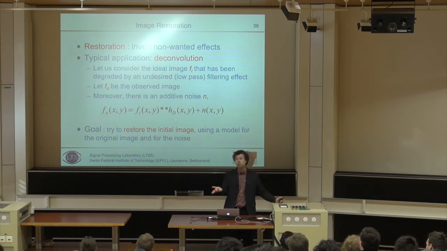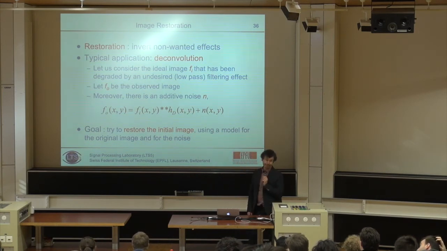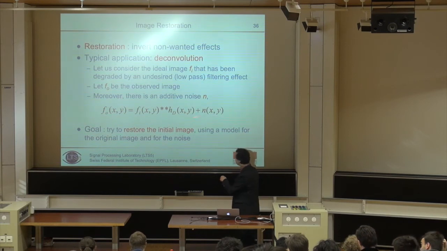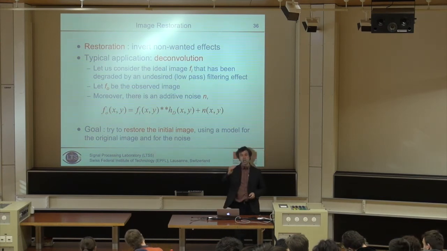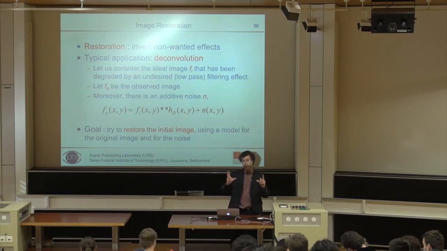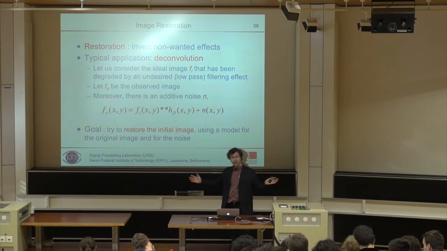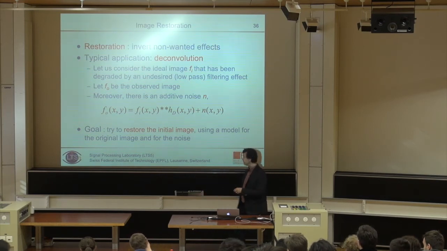Deconvolve, undo the convolution, knowing that there is noise. So keep in mind this model because that's the basic model. Assumptions there, quite a lot. We assume that the unwanted effect is a linear low-pass filtering, which is quite reasonable when you have blur because of the camera, when you have focusing blur, when you have motion blur. We'll come back to that.